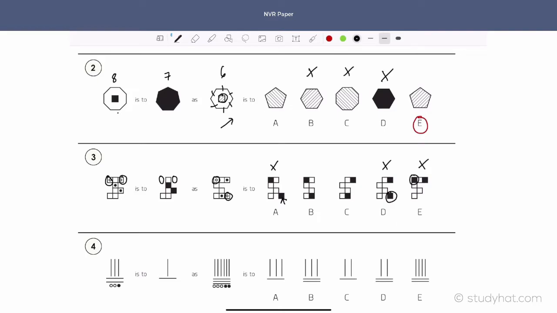Okay, so what else has happened? The squares that have had a black circle have become completely black. So these 2 squares have become completely black. So this is wrong, and therefore we are left with answer C.